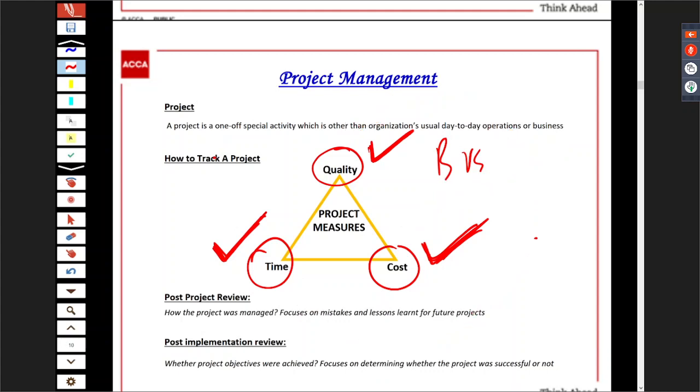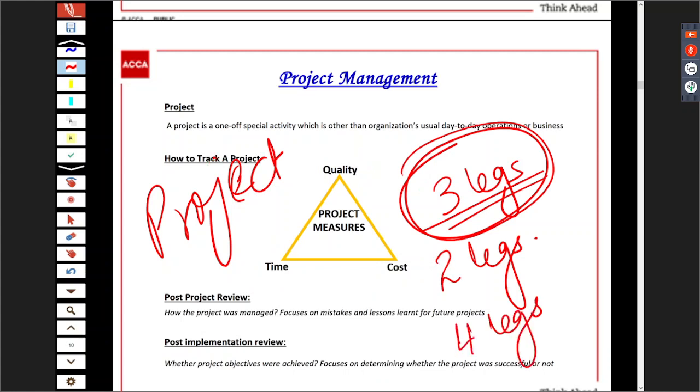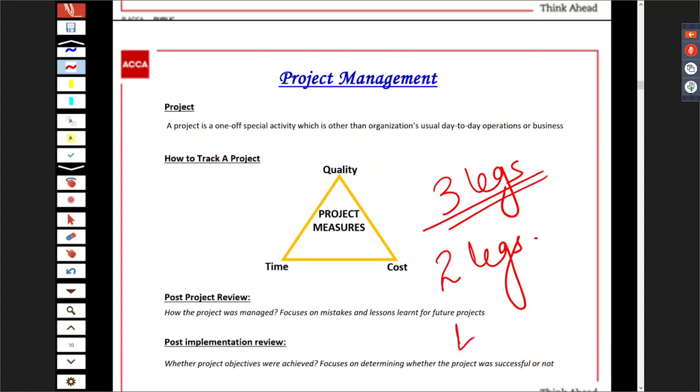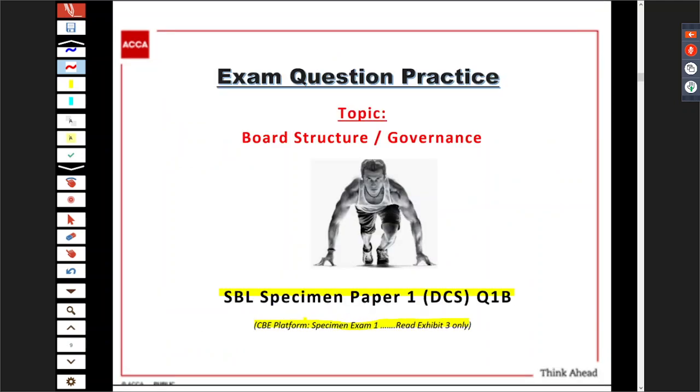Let me clean all this. You know the best command I love in software? It's called undo. That's my favorite command. You do anything and then you just undo. Right? So I just undid. Very nice.